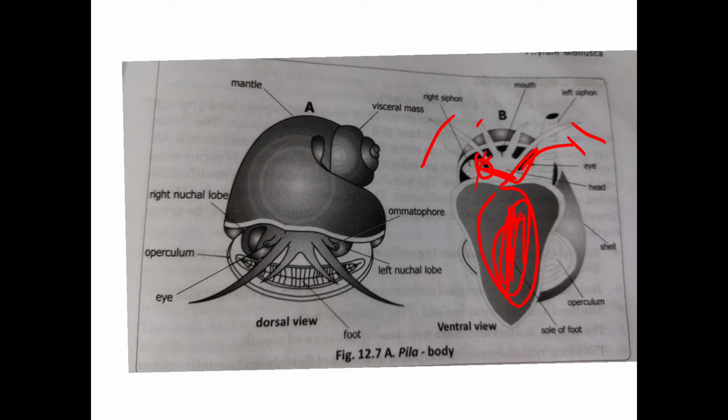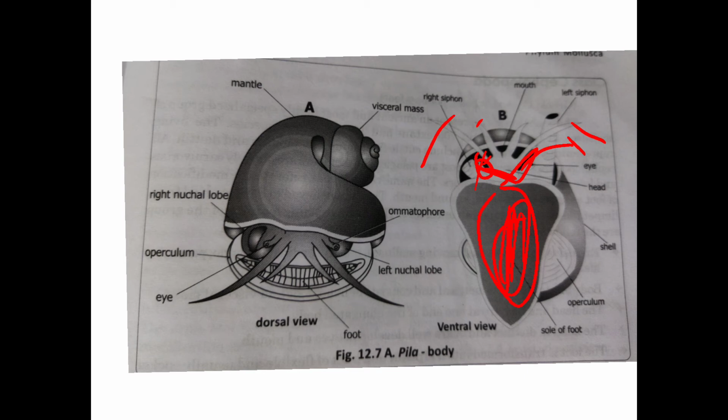That's about Pila. Then the mantle. The mantle produces two fleshy flaps called pseudoepipodia, and the left pseudoepipodium is more developed when compared to the right one, and it forms a siphon. It helps in the respiratory process. This is all about Pila.